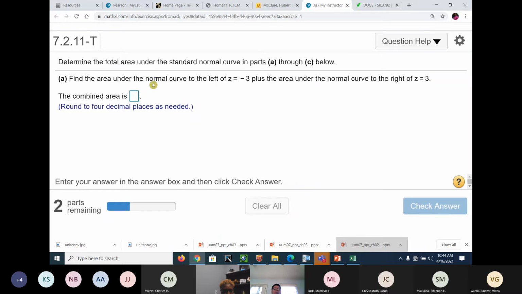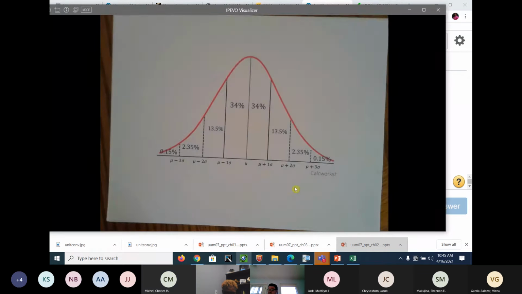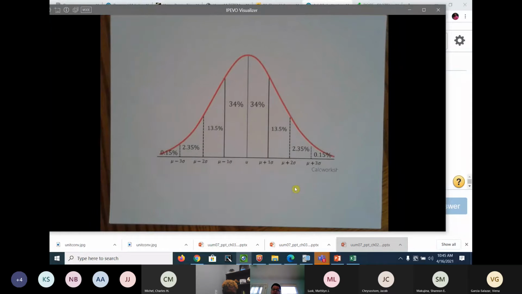Find the area under the normal curve to the left of -3 and to the right of +3. Now, somebody tell me what is different about this problem? Combined. It wants combined area. You're combining. Now, why are you combining them? Because they are what? Starts with an S. Symmetrical. How do you know that? Well, -3 is symmetrical to +3.